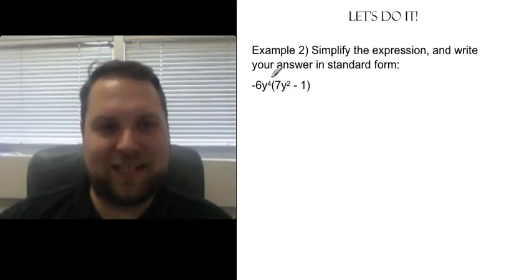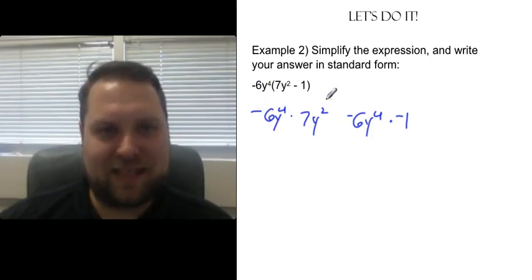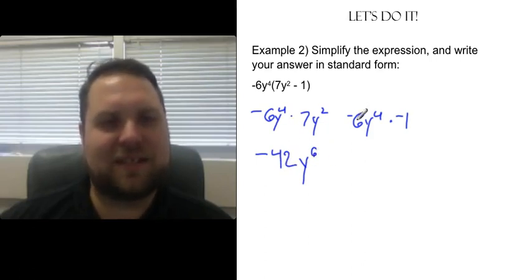So for another example, we can make these as arbitrarily ugly as we want. Here I'm distributing a 4th degree monomial through this binomial, but it's still the same thing: negative 6y to the 4th times 7y squared, and then negative 6y to the 4th times negative 1. Notice that sign came with it, and the sign of the 1 came with it as well. I wrote that as a negative 1. Negative 6 times 7 would be negative 42, and then I add my exponents. 4 plus 2 is 6. So when I multiply those together, I get negative 42y to the 6th.